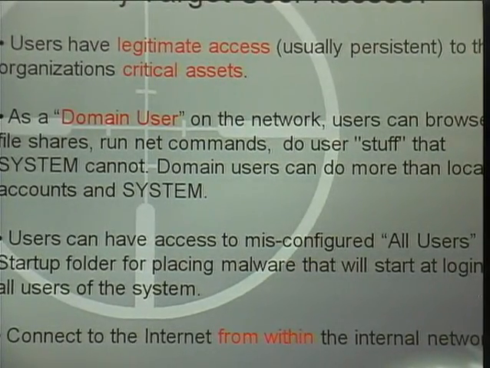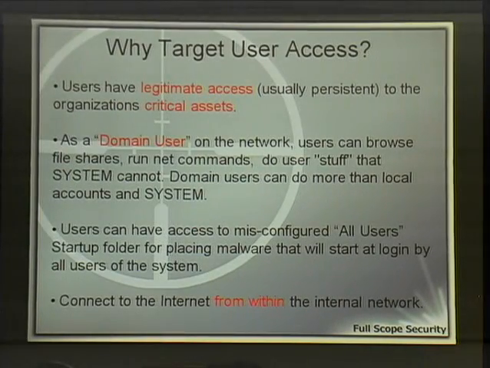So again, why would we want to target a user's access versus, say, exploiting something and becoming system? Well, users have legitimate access to all of your critical data. So if you see system accessing something, that probably looks a little bit weird. If the user that generally does that on a day-to-day basis is accessing that, that's normal, that's okay. There are domain users. So as a credentialed domain user on the network, you can gather a lot more information than you can as, say, system. You can view other users in the network that turn into additional attack vectors.